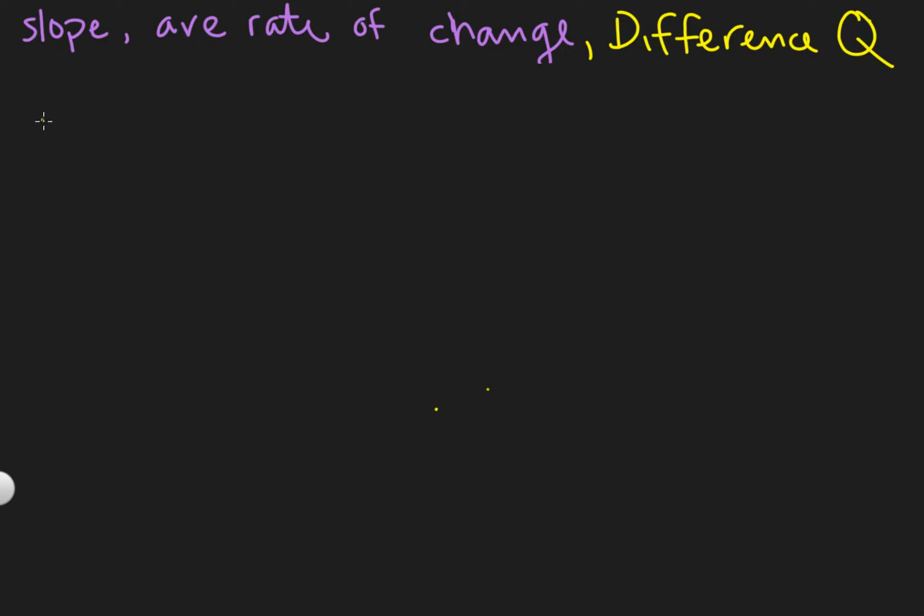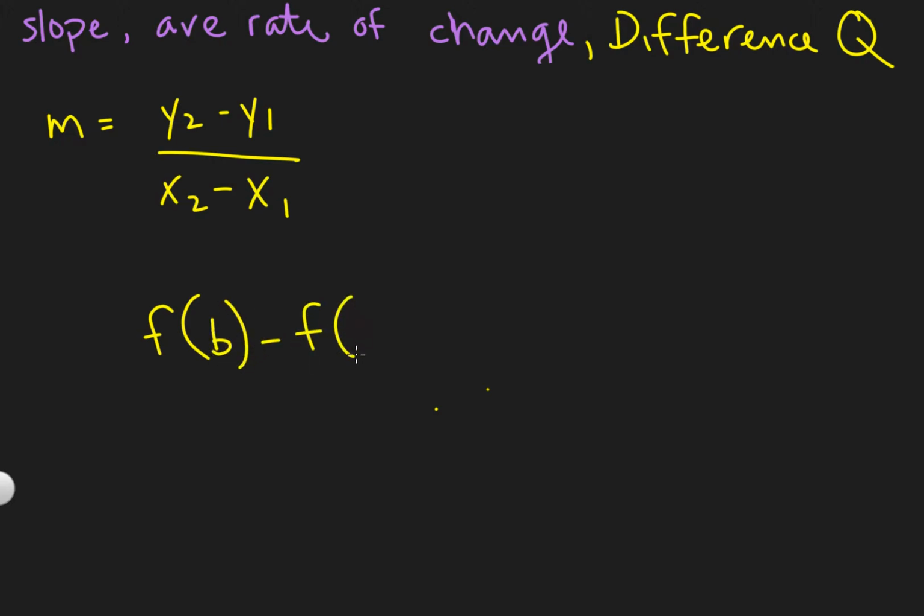So remember, my slope is y2 minus y1 over x2 minus x1. Average rate of change, again, it's just slope, but it's looking at it as points on a function. So that is going to be f of b minus f of a compared to the difference in your inputs, which is b minus a.